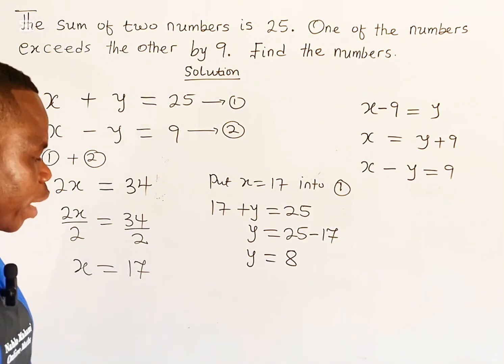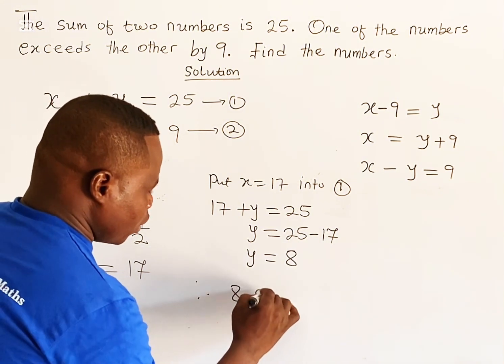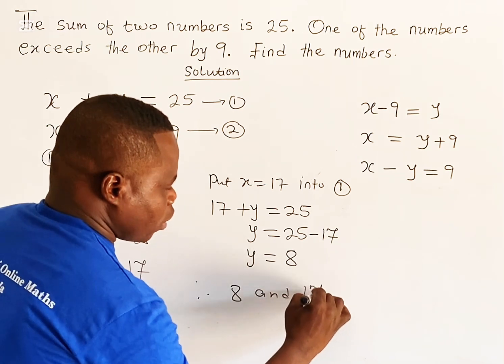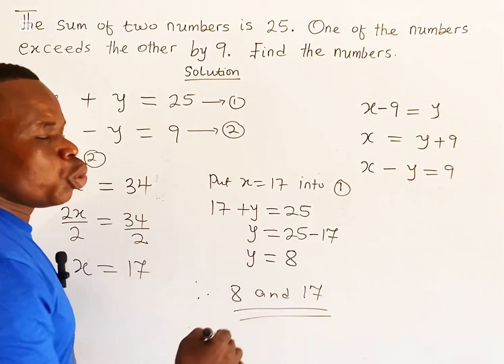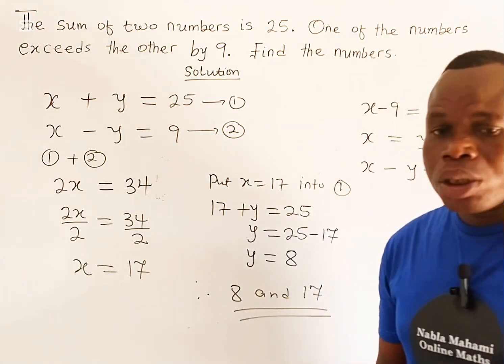And we can conclude by saying that, therefore, the numbers are 8 and 17. So these are the two numbers that they are talking about.